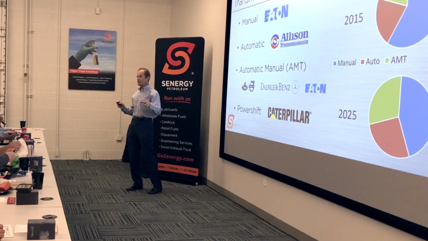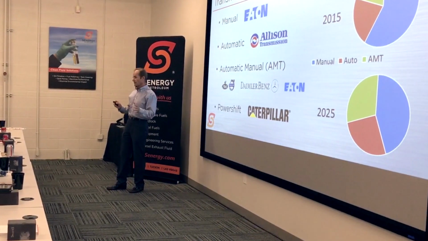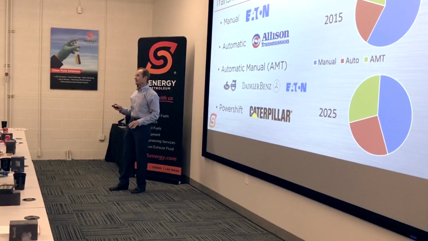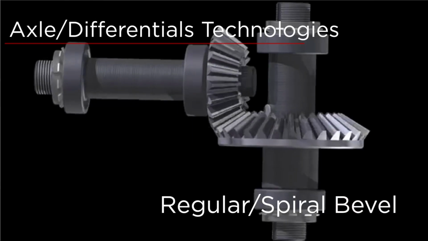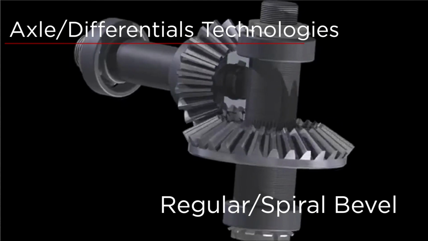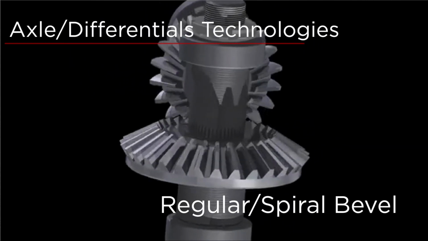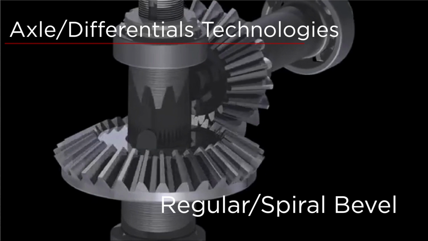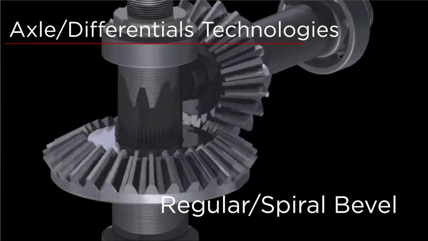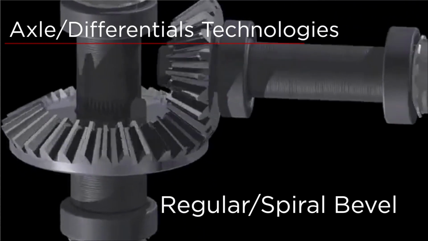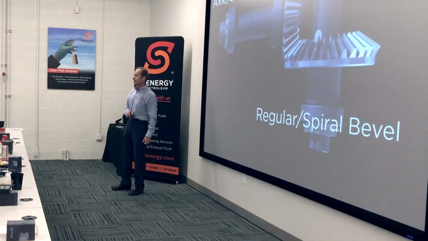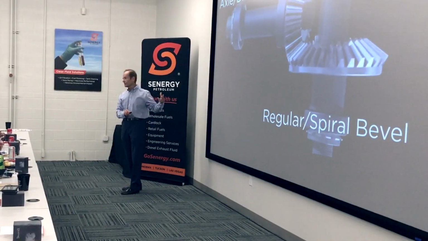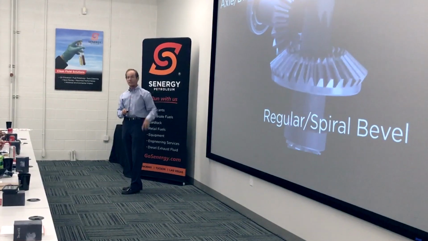Okay, this is my summary of the transmission technologies. If we go to axle and differential technologies, this is an area that hasn't changed as much as this stuff has. All right, the regular spiral bevel type bevel gear or spiral bevel gear has been around a long time and is really a fairly easy lubrication application. You get a good thick oil, develop a thick oil film between the teeth, and everything's good there.